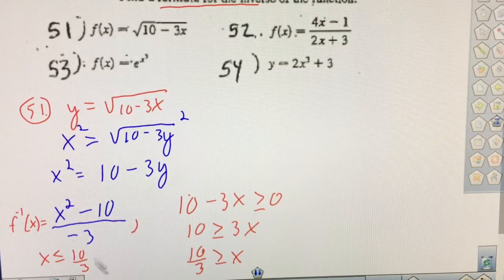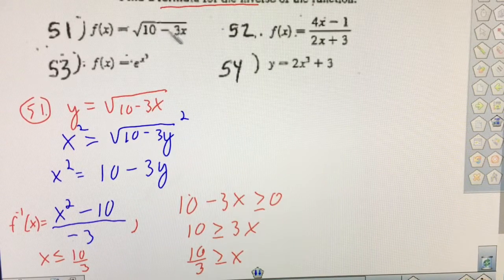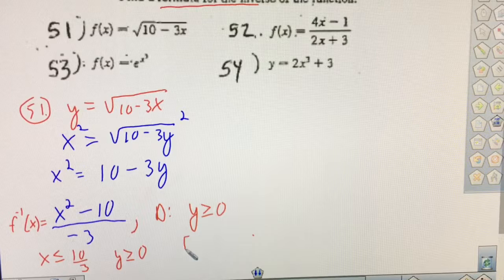For the inverse function, the range would be less than or equal to 10 thirds, but the domain, I'd have to find the range of this. The range of this would be from 0. Y is greater than or equal to 0. So when you find the domain for the inverse, it's going to be the range. So I'm going to say this domain has to be y is greater than or equal to 0. Or if you did interval notation, you would do 0 to infinity, like that. Little tricky, because the inverse is not a function when you square both sides. X squared is not a one-to-one function.